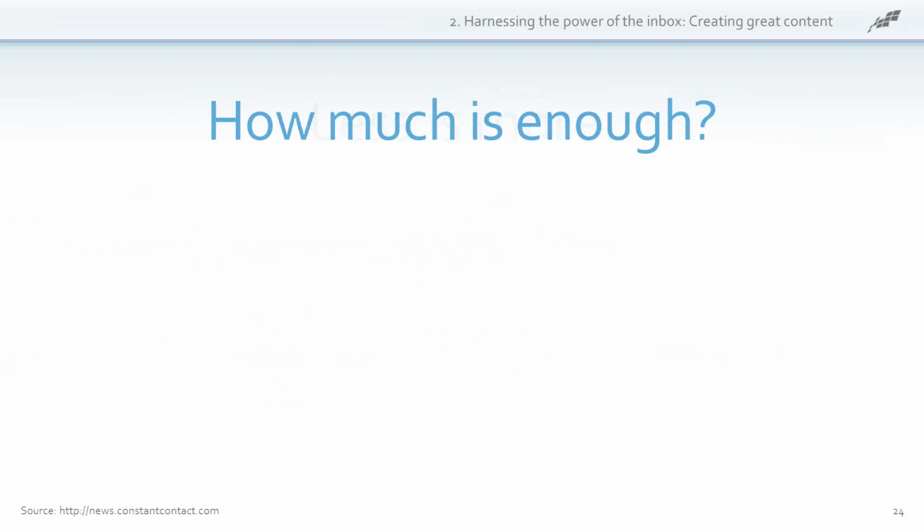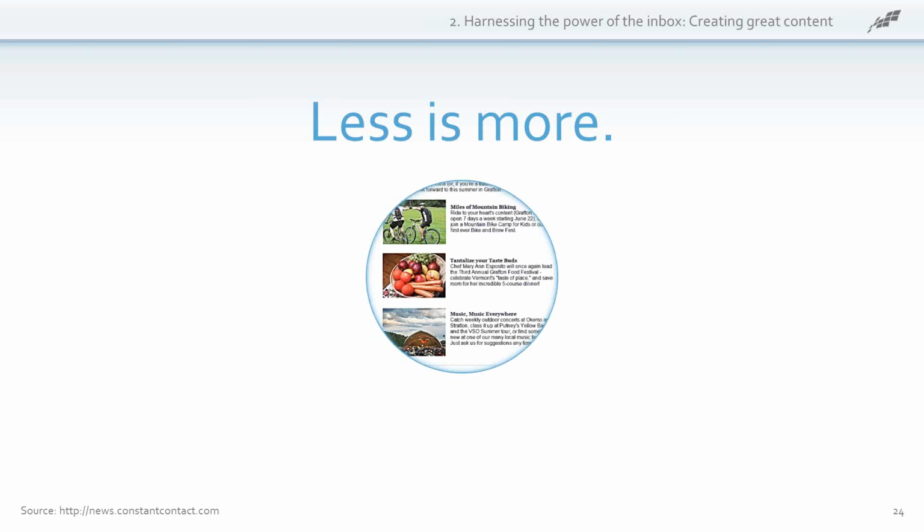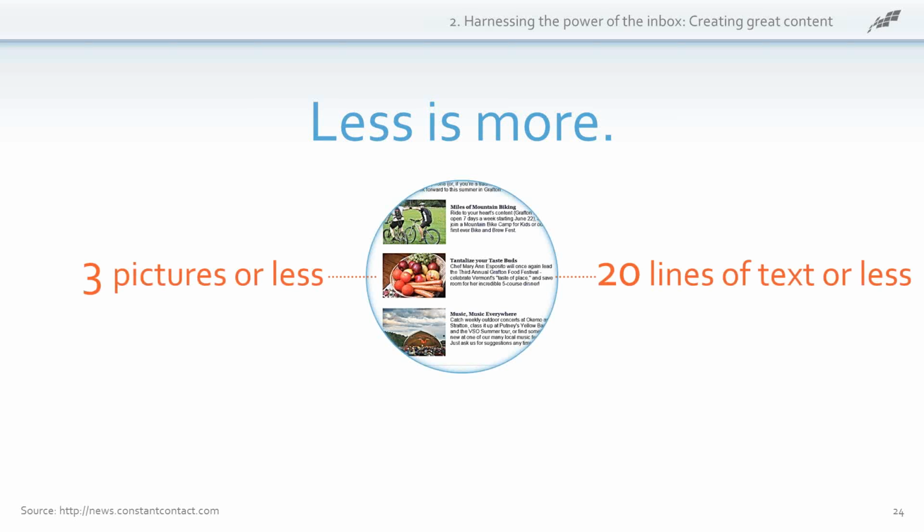So how much is enough, right? That's a big question. And you'll be happy to learn that less is more. In recent years, email marketing has evolved, and it's evolved because people are now opening up their emails on their mobile devices. And so you want to make sure that you're developing emails that are easy to digest, and avoid doing long emails that are multiple pages long. So the key here is 3 pictures or less, or 3 paragraphs or less, with 20 lines of text or less, if you can.